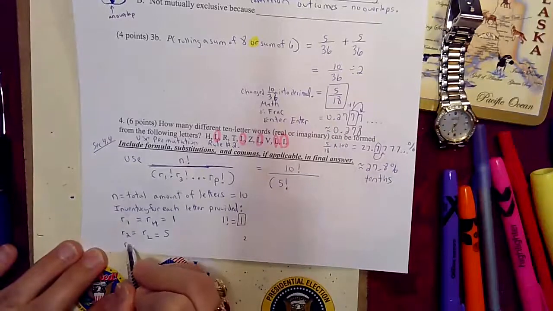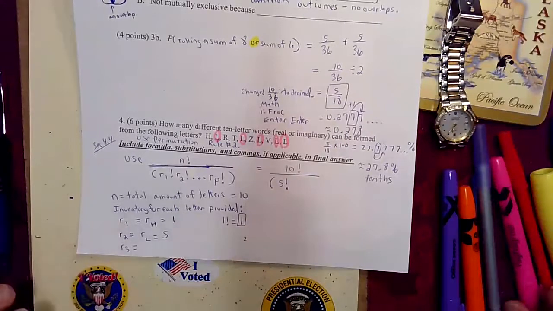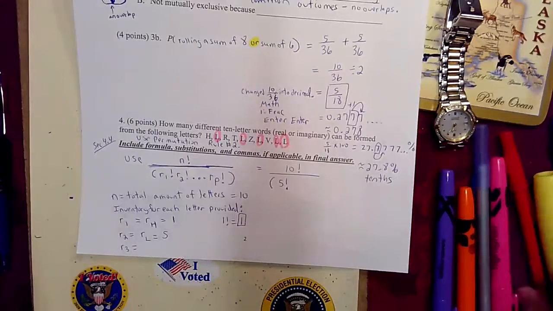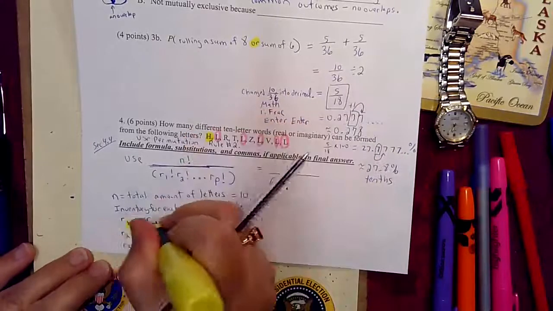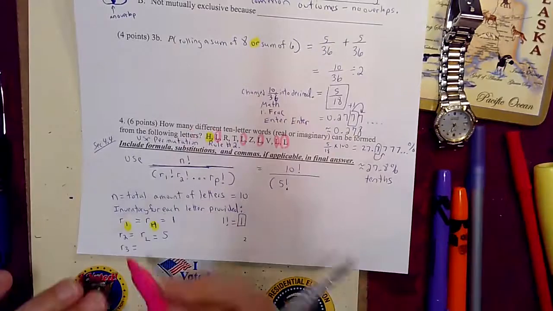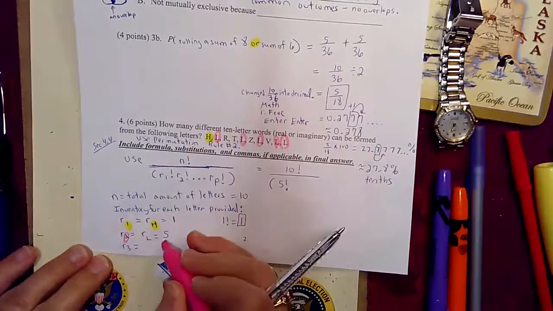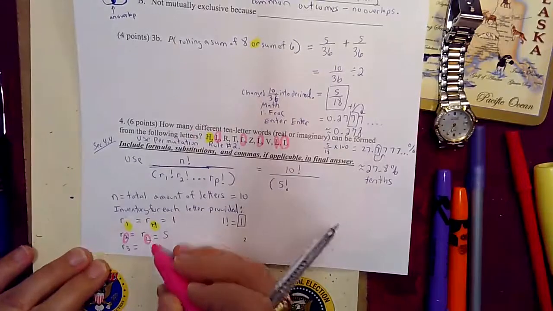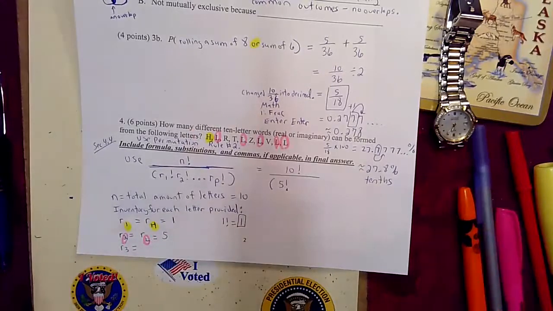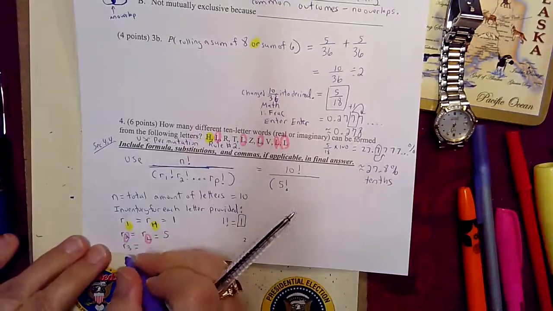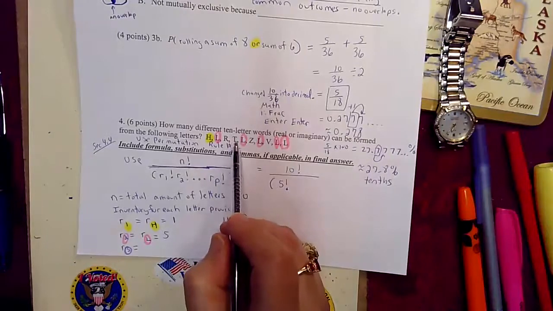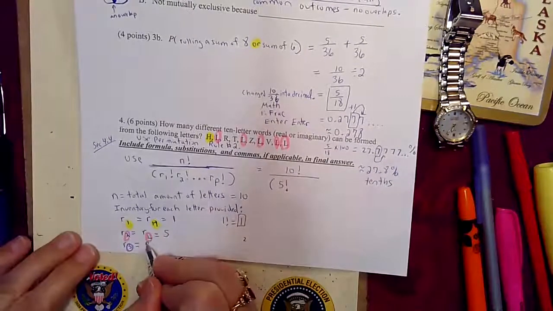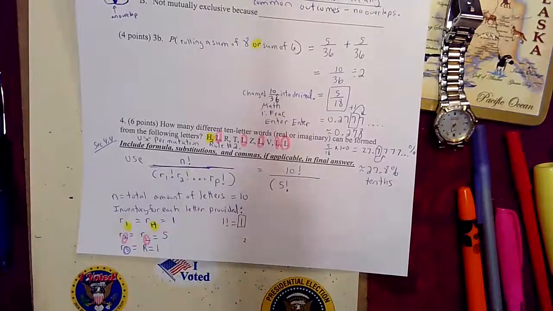Okay, what about R sub 3? What letter will that be? So I already used up R1. R1 was H. And I already used up R2. R2 was L. There's five of them. Okay, so now R3, if you go down the list, looks like that's an R. Do you have any other R's? Nope. That's one. So you actually can leave it out because one factorial is one. So you can actually leave that off if you want.